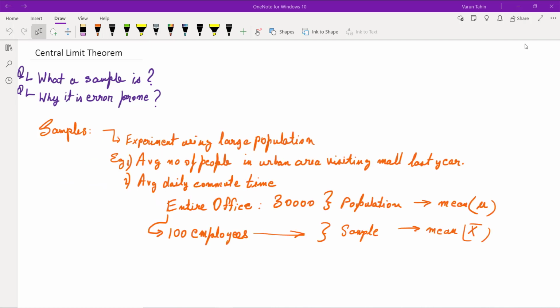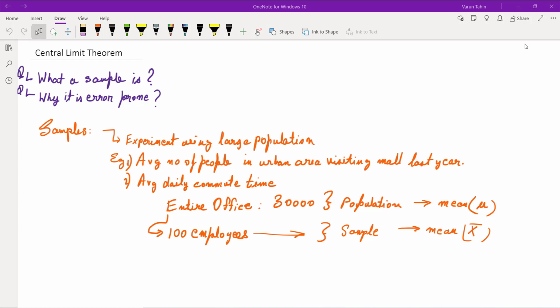Now, as we have seen earlier, samples are used when conducting an experiment involving a large population. So among the large population, we will take a subset of the population as a sample and conduct the experiment on that. An example is the average number of times people in urban India visited malls last year. Let's say that 10,000 people went to malls last year and we have to do a survey on that, asking people how many times they visited the malls last year. We cannot do it for all the 10,000. So in that case, we will take a sample of some small amount, which is feasible for us to collect the data. The other example we have also seen is sampling for average daily commute time.